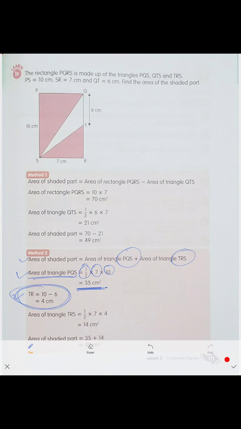Gonna erase this thing. We know the base, this is 4. We know the height, this is 7. And we can calculate the area. This is what they do, 14 square centimeters, right?